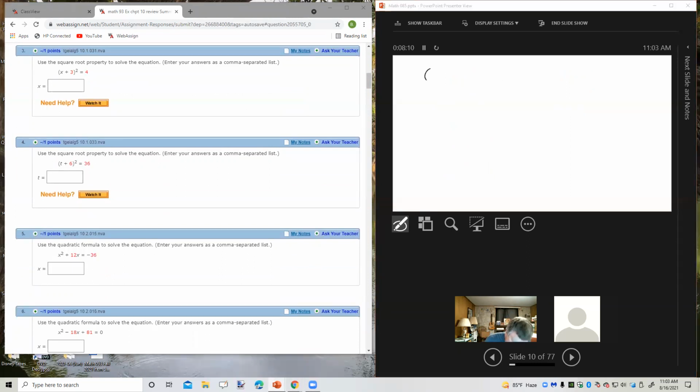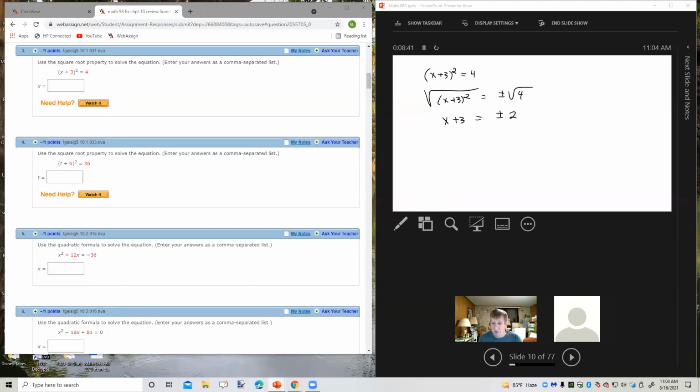So we have the quantity x plus 3 squared equals 4. So it's already set up in that nice form where we have a perfect square on one side of the equation containing the variable and a constant on the other side of the equation. So we immediately take the square root of both sides of the equation. Again, don't forget the plus or minus. Square root of 4 is 2, so we get that.